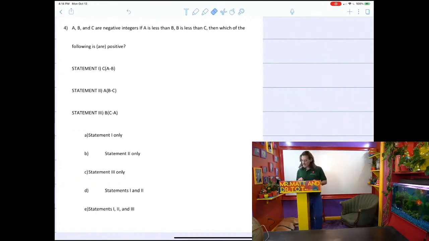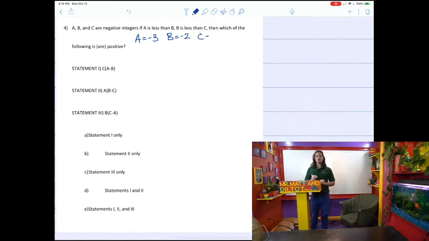inside. So A is less than B. If I picked numbers to represent all of these, let's say that A is -3, B is -2, and B is less than C, so let's say that C is -1. Notice the counterintuitive nature there. A is the smallest number, but it has the largest magnitude because they're negative numbers, right? The larger the magnitude, the less the value if we're talking about negative values.